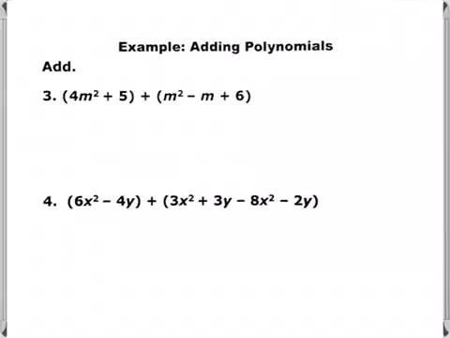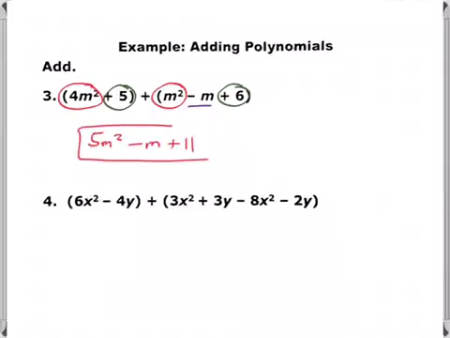I do the same thing in 3 and 4. I've got 4m squared plus 5 plus m squared minus m plus 6. Right off the bat, I know that 4m squared and m squared are like terms, so that gives me 5m squared. The minus m doesn't have a like term, so we just add it in there because it has nobody to combine with. And then the 5 and the 6 are like terms, so I add those together and I get 11. So my final answer becomes 5m squared minus m plus 11.